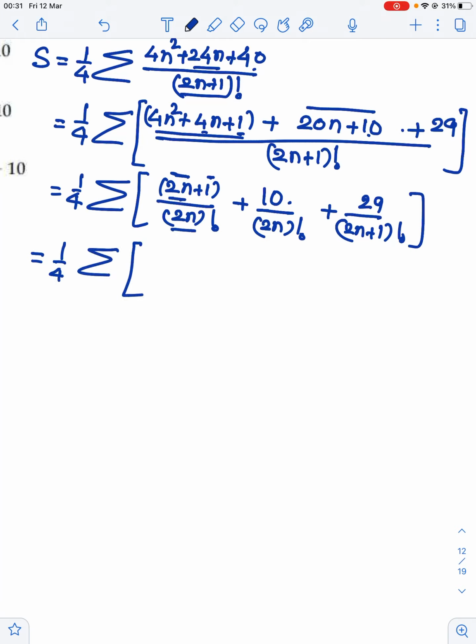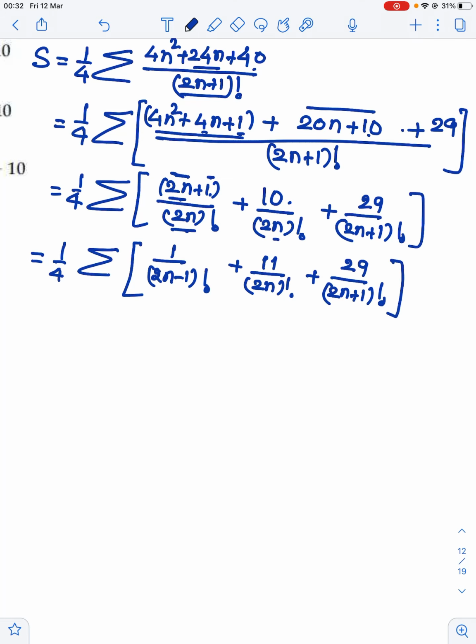So one is 2n divided by 2n factorial, the 2n cancels, giving 1 upon (2n minus 1) factorial. The second part is 1 upon 2n factorial. So this is also 2n factorial. So this becomes 1 and 10, that is 11 by 2n factorial plus 29 by (2n plus 1) factorial.